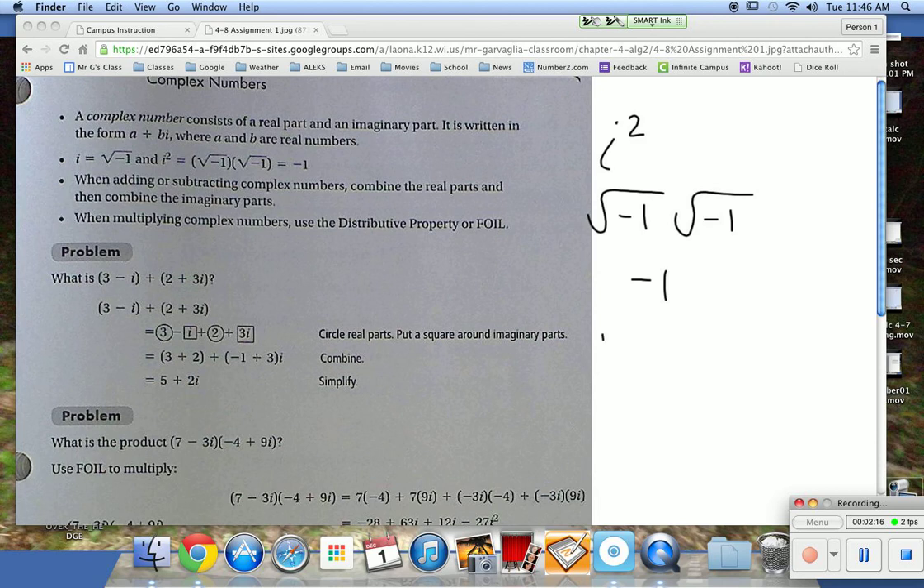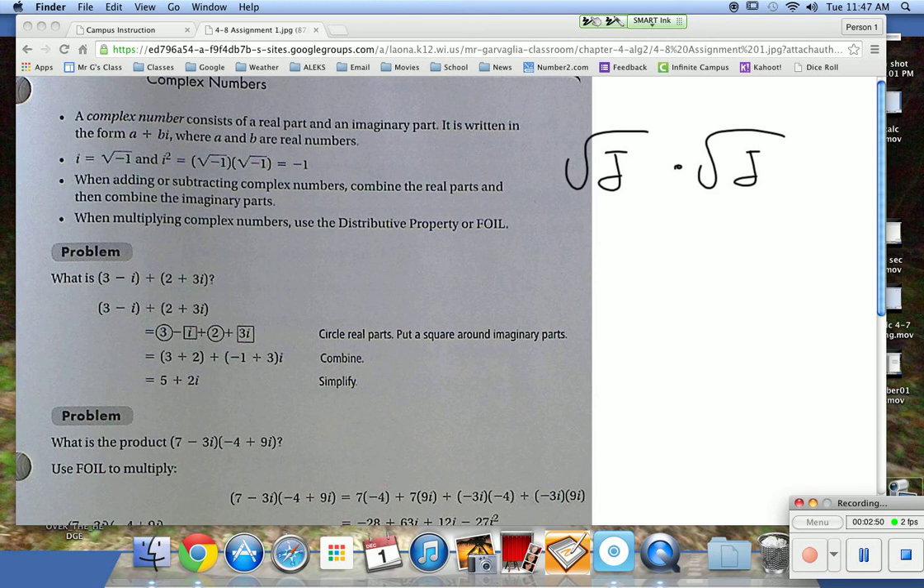If I was to take the square root of 2 times the square root of 2, what would I end up with? Just 2. You guys are good. When you multiply a square root times itself, let's say the square root of j times the square root of j, you come up with j.